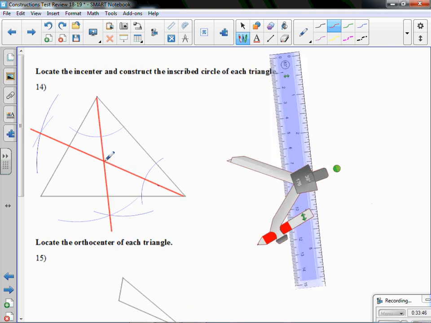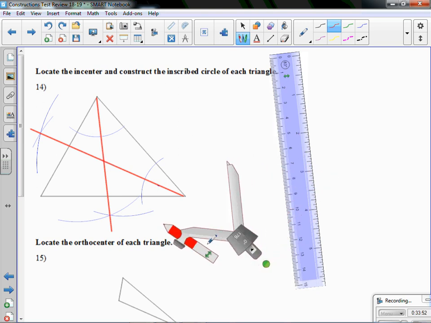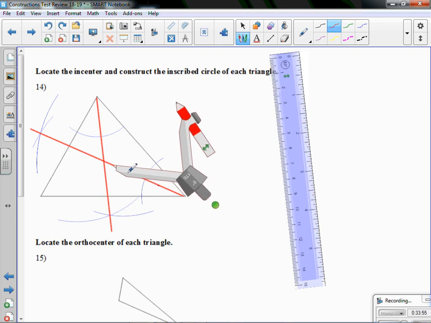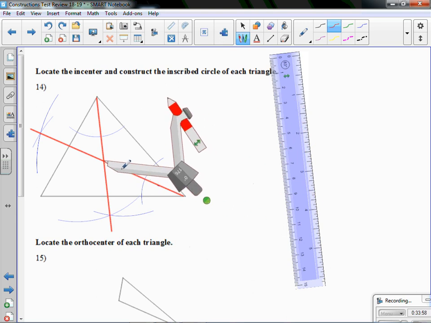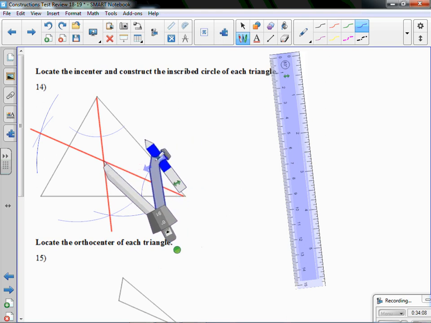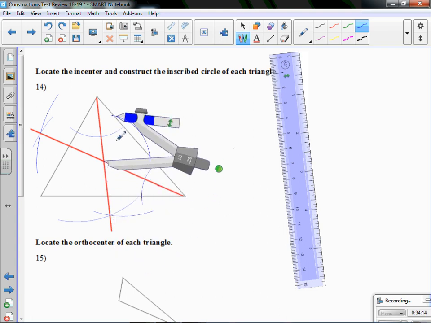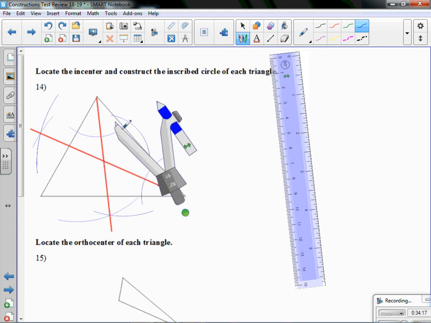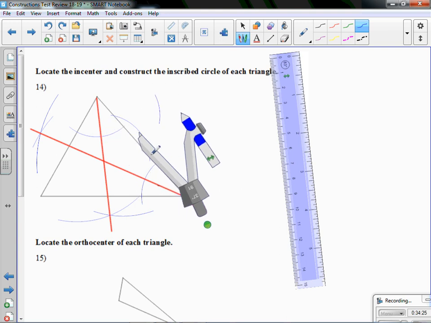So then this should be the incenter, and now to draw the inscribed circle, first thing we have to do is get the exact distance from the incenter to a side. We do that by constructing a segment perpendicular to one of the sides that goes from that point. So we take our compass, put the point at the incenter, make an arc that hits the side in two places, then go to each one of those intersections. Make an arc out here in the middle, here and here.